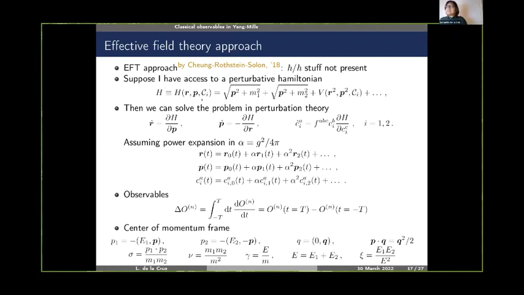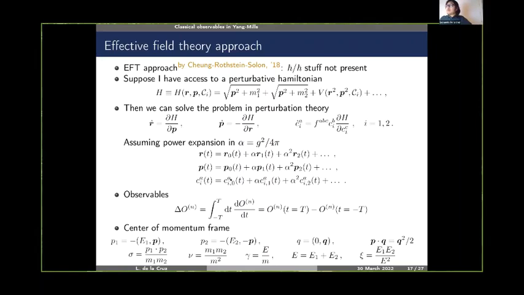Suppose now that I have to solve the same classical problem, but in some Hamiltonian way, and suppose that I have access to a perturbative Hamiltonian that has this form. So there are some contributions to the Hamiltonian. If I have access to the Hamiltonian, I can write my equations of motion and then perform the integrations. Again, expanding in powers of the coupling, I can express my trajectories, momenta, and colors in some expansion.